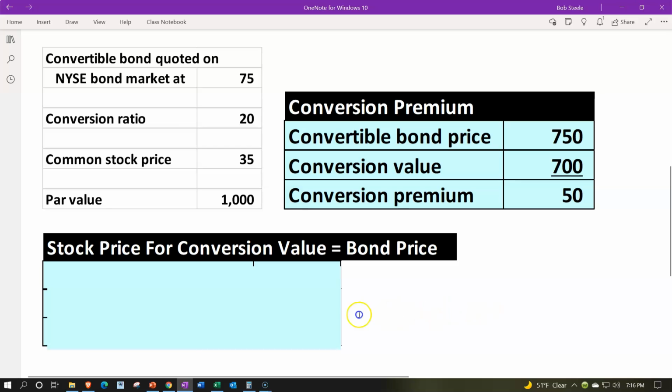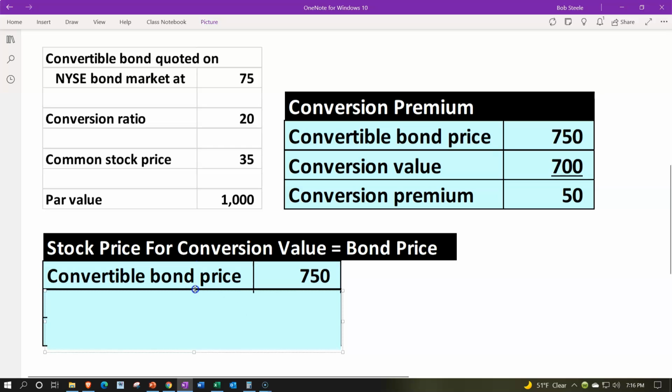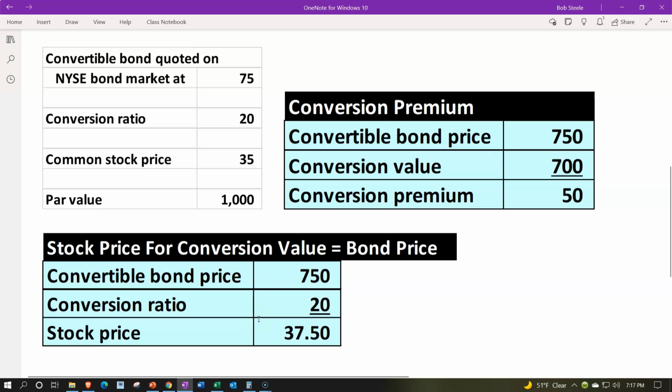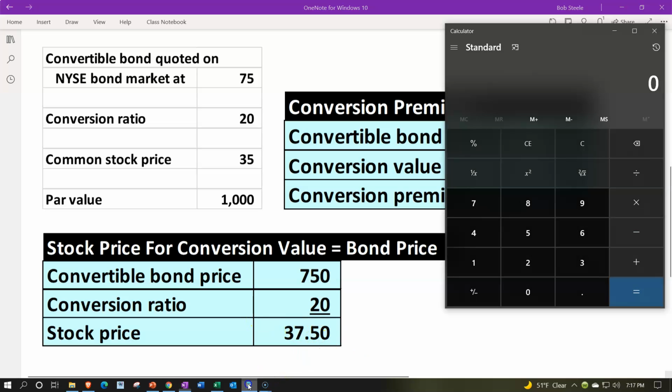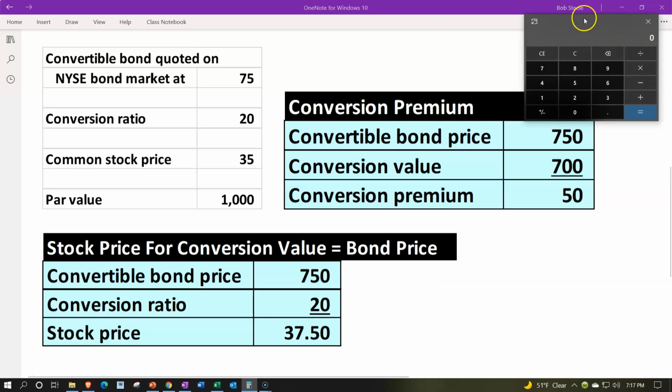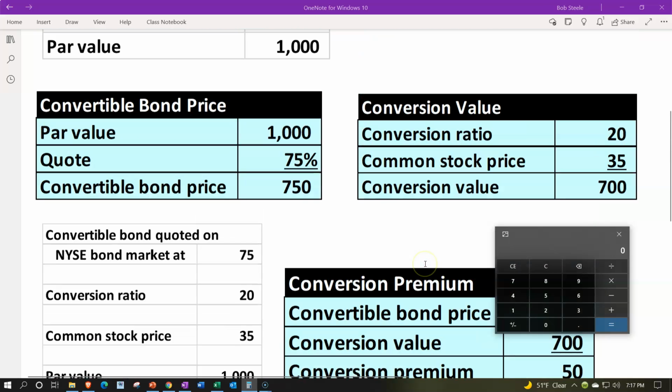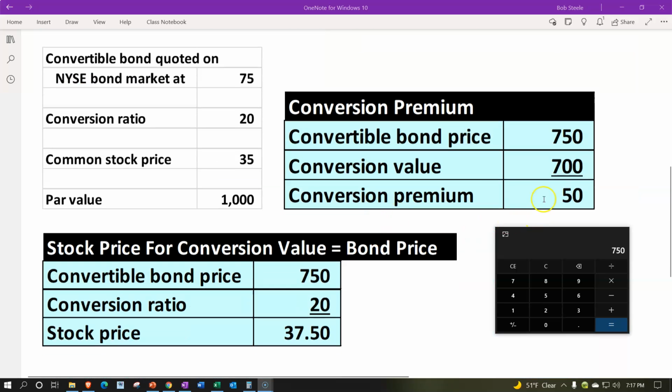So when does the stock price for the conversion equal, in essence, the bond price? If the convertible bond price is 750 and the conversion ratio is 20, we can determine what the stock price needs to be, which would be 37.50. So in other words, if I pull out the trusty calculator, we've got this 37.50. If we did our calculation up top with 37.50 instead of the stock price of 35, the 37.50 times the 20 shares would give us our 750, matching the convertible bond. That would result in the conversion value being 750 and the conversion premium, in essence, being 0.